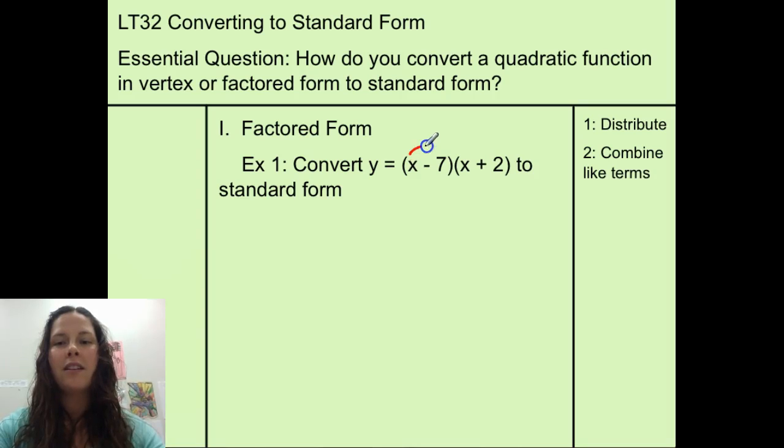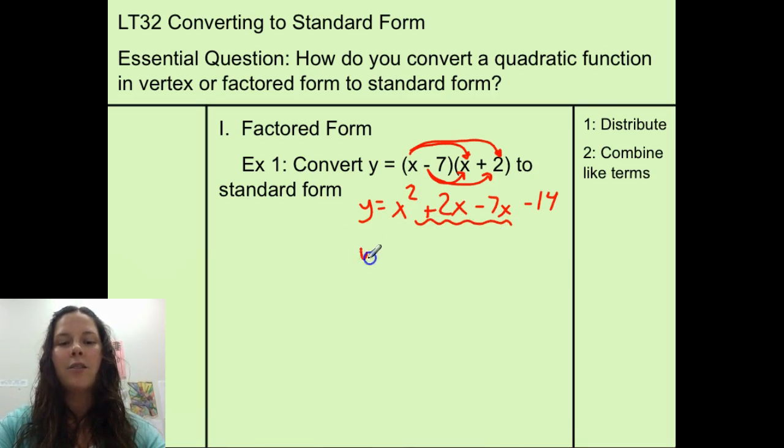You take your x and you distribute it to every piece in the second term. So we're going to do that first. So I get x times x, which is x squared, and x times positive 2, which is a positive 2x. Then we distribute our negative 7, don't lose track of your signs, to every piece in the second set of parentheses. Negative 7 times x is negative 7x, and negative 7 times 2 is negative 14. The last piece is to combine our like terms. So we have y equals x squared minus 5x, since 2x minus 7x is negative 5x, minus 14.